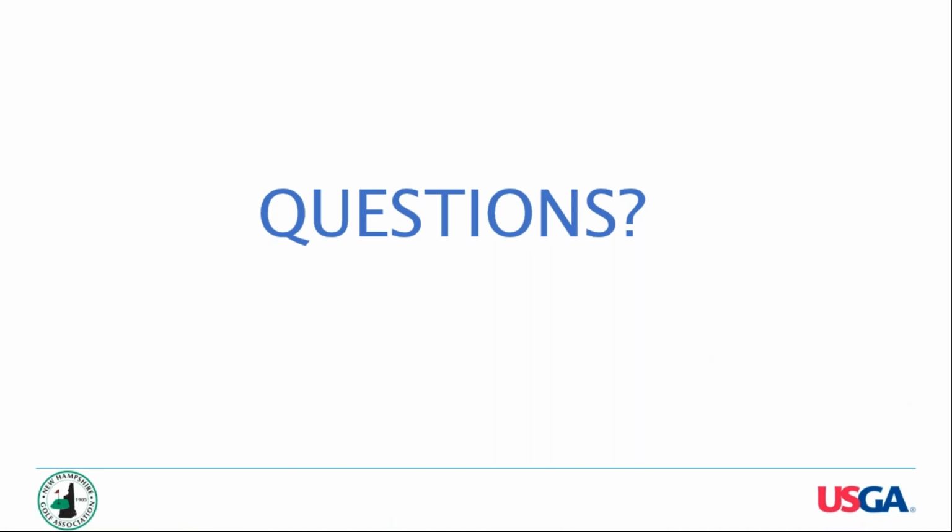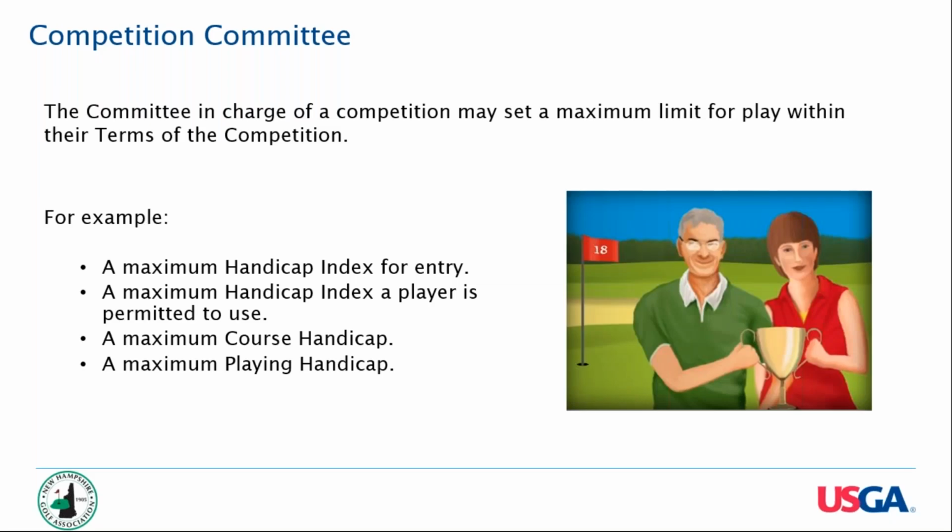Next, we're kind of going to dive into the competition committee responsibilities. Okay, so the committee in charge of a competition may set a maximum limit for play within their terms of competition. For example, a maximum handicap index for entry, a maximum handicap index a player is permitted to use, a maximum course handicap, or a maximum playing handicap. So basically the competition committee determines who is eligible to compete, as well as the handicap a player can use.